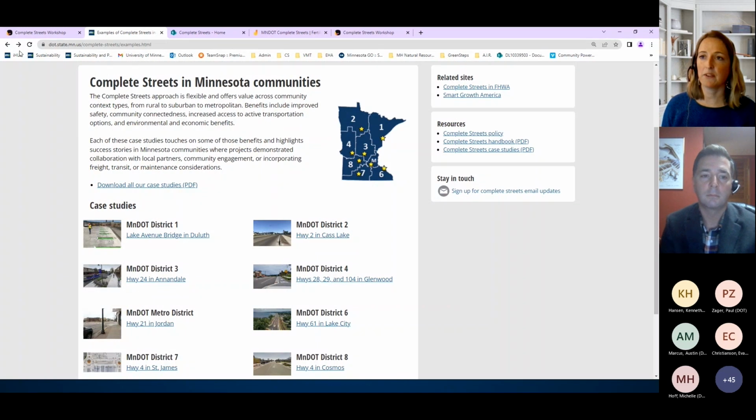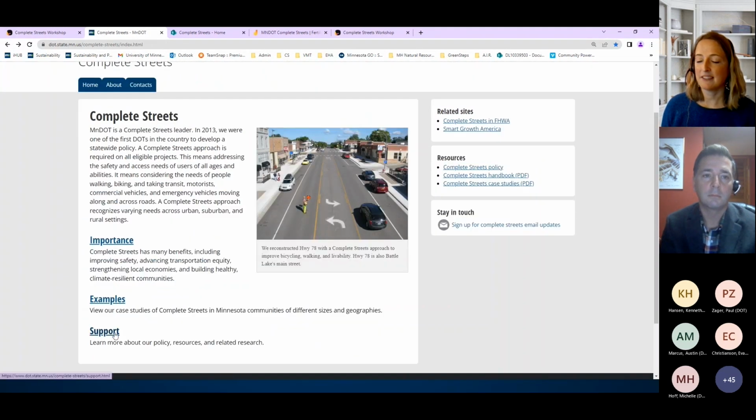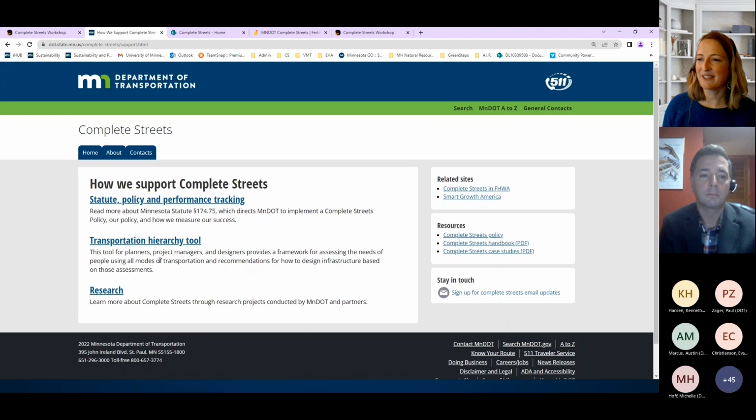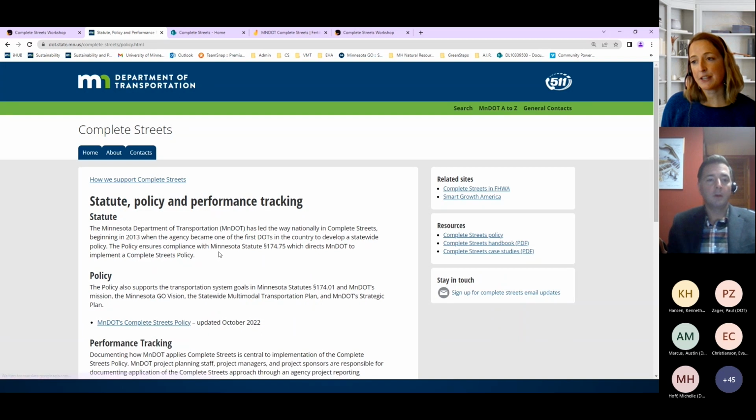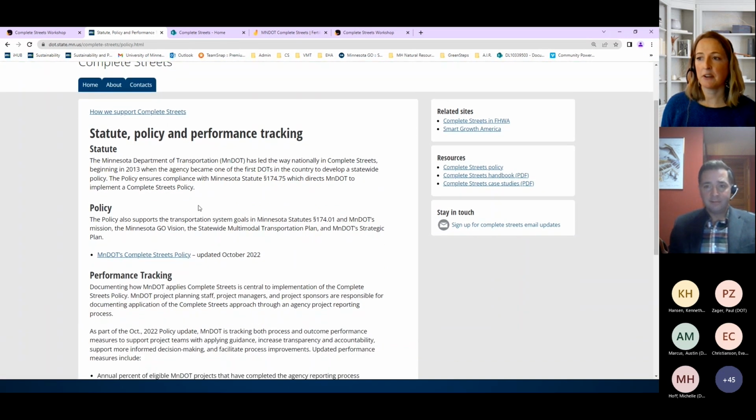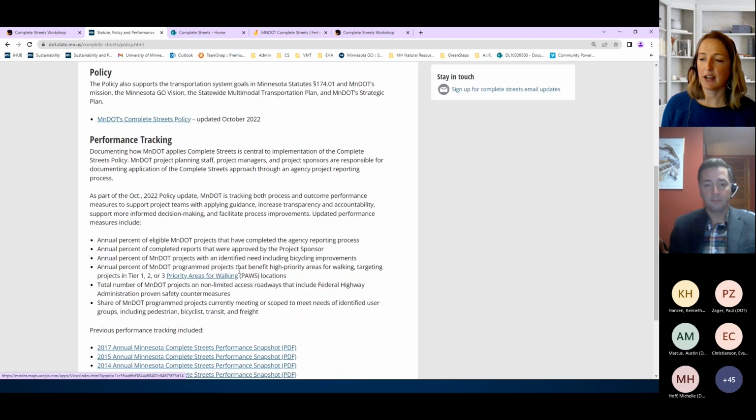We hope to build this out over time, and many folks on this call might be contacted in the future. This third part, how we support complete streets, this will probably be used more by MnDOT staff and project partners and legislators. So this has that information about the state statute, our policy, and then also performance tracking. So we have updated information about the policy or the performance measures that we are tracking that are new.